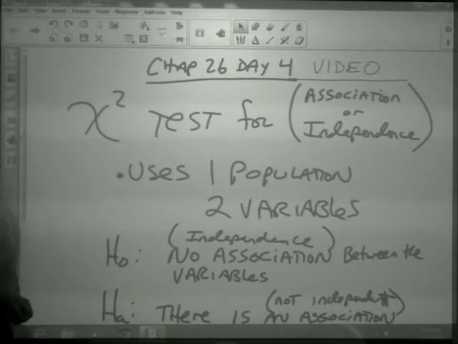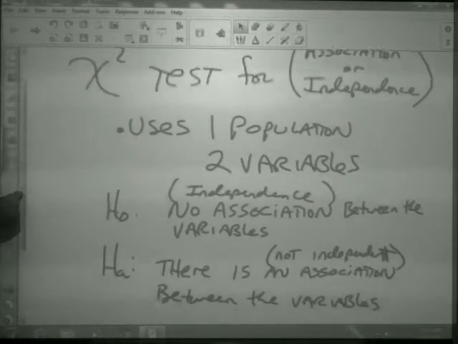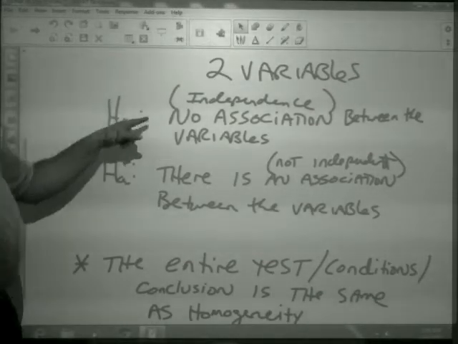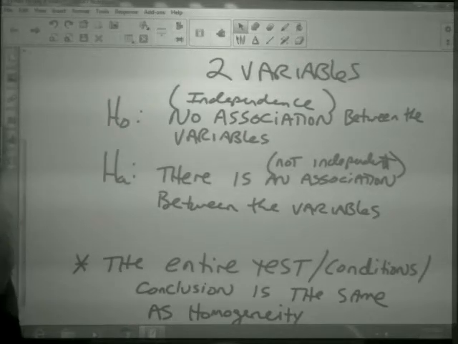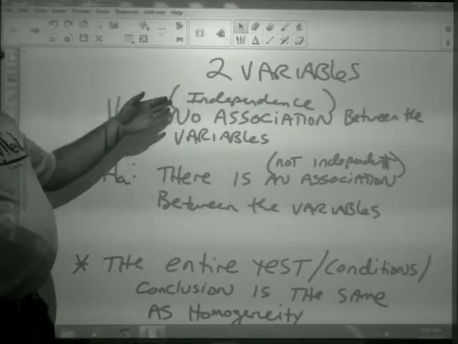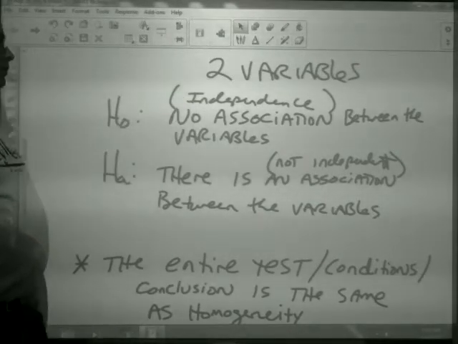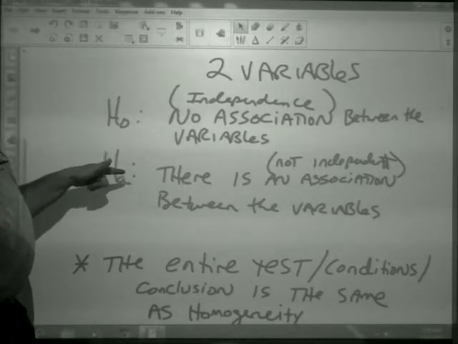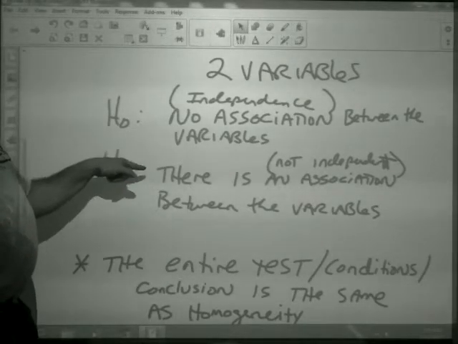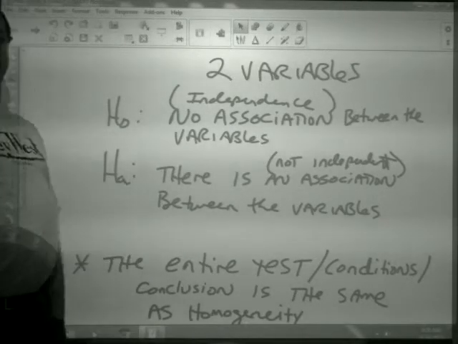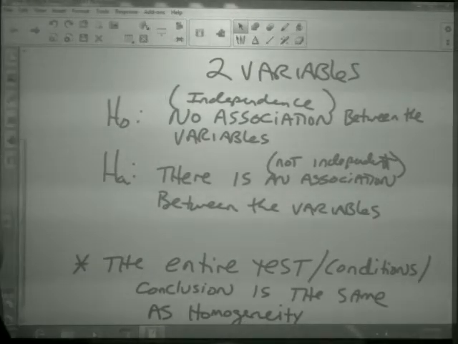So null hypothesis is that H0, the initial hypothesis, is that there's no association between the variables, that they are independent. Okay? H0, no association between the variables. The alternative, what you're trying to show evidence for, is that there is an association between the variables. Somehow that they're not independent, that they are associated.